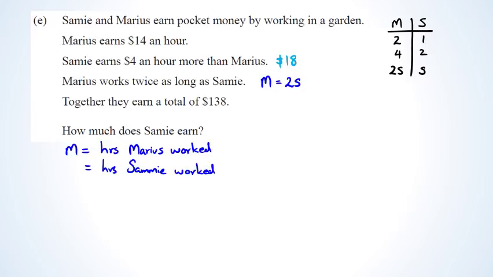Maybe I should use a different color. There we go. Let's try this one here. So if that's the case, now we've got our equation. Marius earns $14. So that could be 14 times M, which is the hours Marius worked, plus $18 for Sammy for every hour she or he worked. All that is equal to $138.